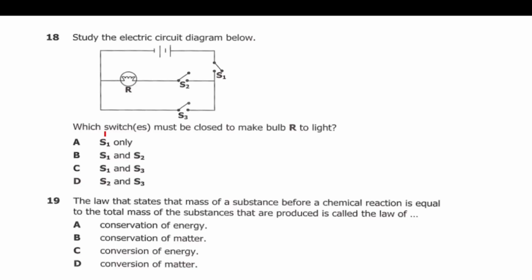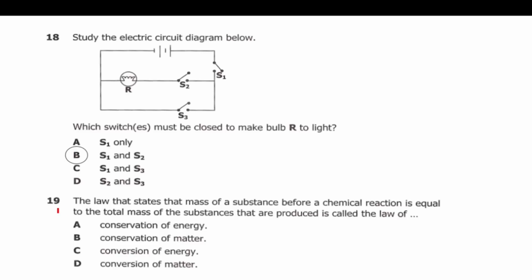Then the question says, so this is switch 1, switch 2, switch 3. We have the bulb. Here we have the source of power, which is the battery. Then the question reads, which switches must be closed to make bulb R to light? So switch 1 and switch 2 must be closed to allow current to flow like this, to allow the bulb here to light. So it is switch 1 and switch 2.